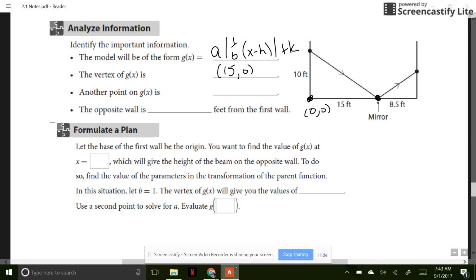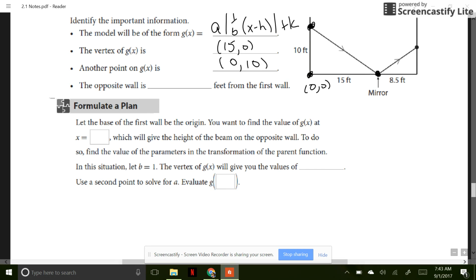So another point we know that exists on the function is right up here. We know this exists, it's part of the function, so it's at (0, 10). That's what we're going to use when we plug our values into the function. And the other thing that's good to know is that the opposite wall, this wall over here, is going to be 23.5 feet. We add the 15 and the 8.5, so the opposite wall is 23.5 feet from the first wall.